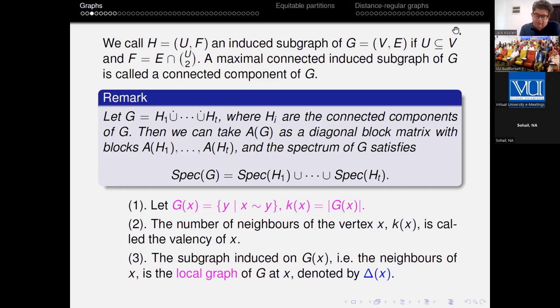And an important subgraph is the subgraph induced on the neighbors of x, and we call that the local graph at x, usually denoted by Δ(x). I will need this in the third part, in the distance-regular graph part.